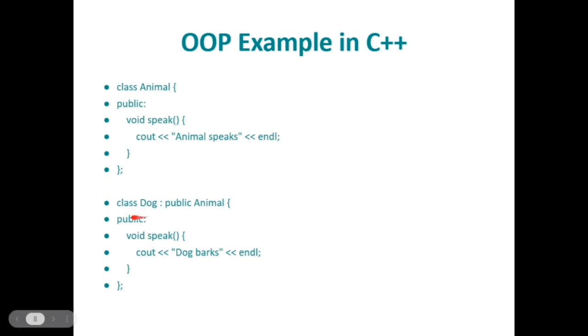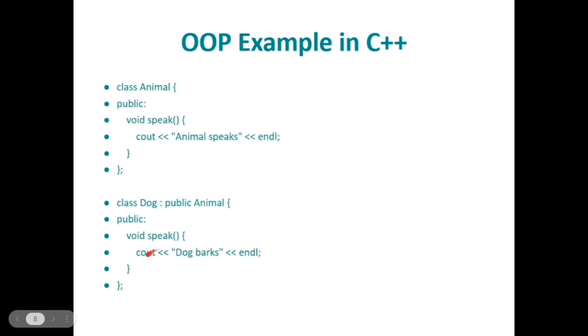Basically, we are creating a new class with the name dog, and in the dog class we are using the functionality of the animal class. In the animal class there is a speak function, so this speak function can also be used in the dog class. We create class dog public animal, which means we can use the animal class functionality in this dog class.